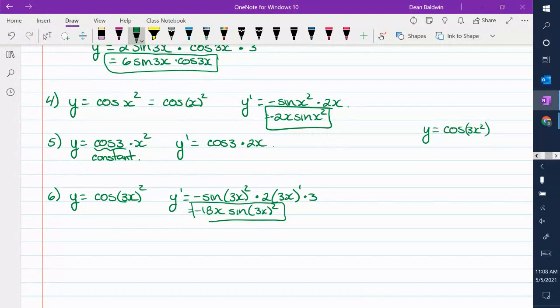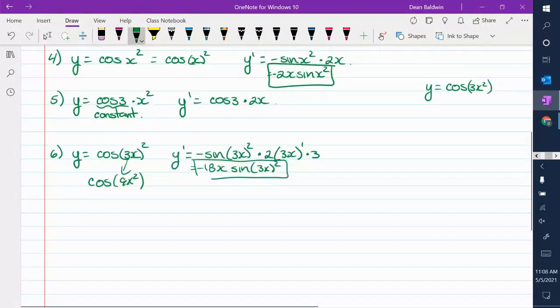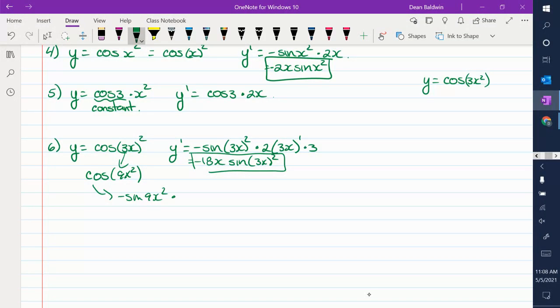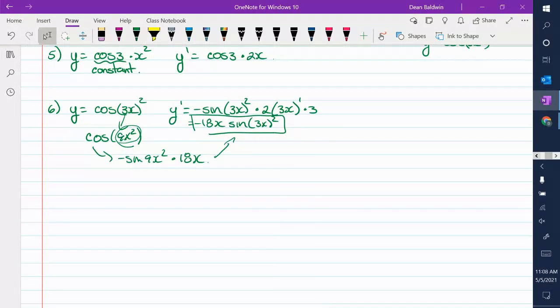There's one way to do it. You could also do this, because that's being squared. It's like that, and then do the derivative. So it's negative sine of 9x all squared times the inside derivative. The derivative of that is 18x, which is the same as that. There's always multiple ways to do these things, depending on how things look to you. All right, I got one more to do, and then we're done.